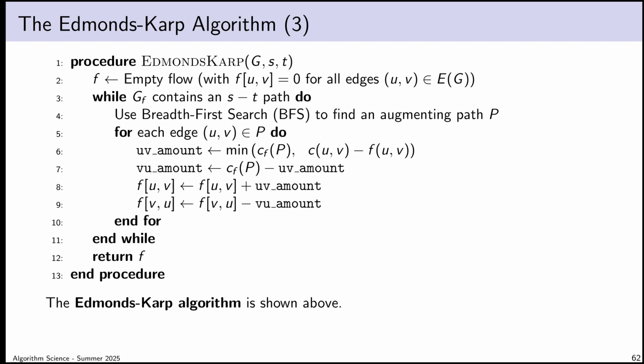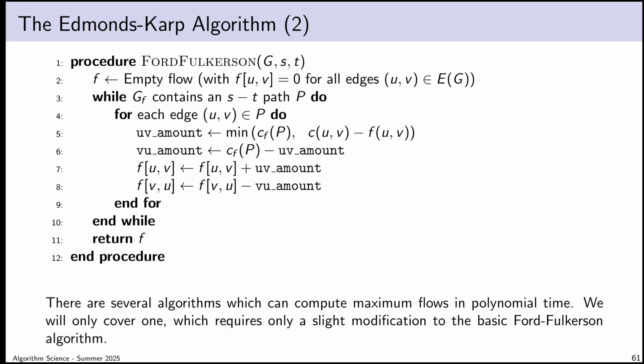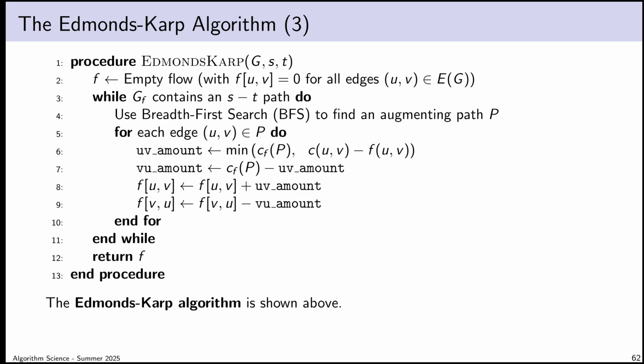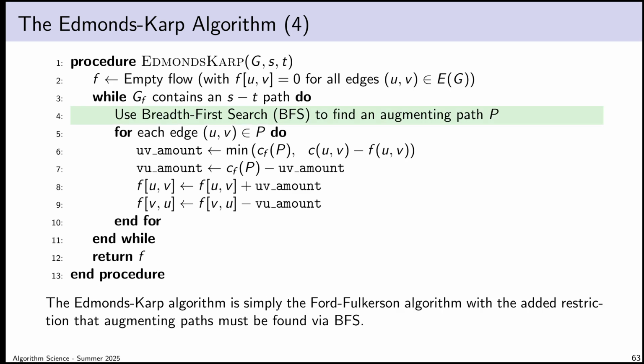And the algorithm is called the Edmonds-Karp algorithm. We'll just take a minute to take it in. Notice that it is basically line for line identical to the Ford-Fulkerson algorithm on the previous slide. There's only really one difference, and that's line 4. The only difference between the Ford-Fulkerson algorithm and the Edmonds-Karp algorithm is that the Edmonds-Karp algorithm requires that you always use BFS to find your augmenting paths.